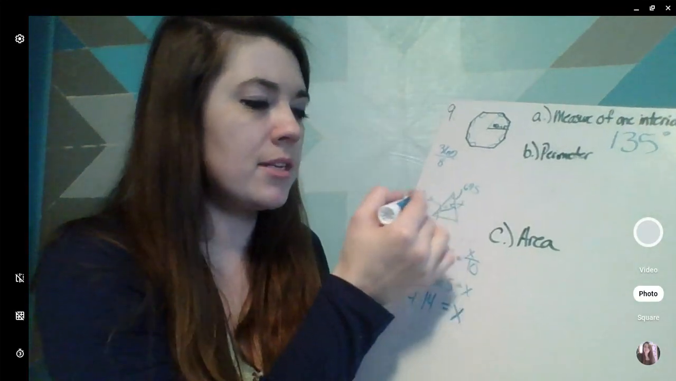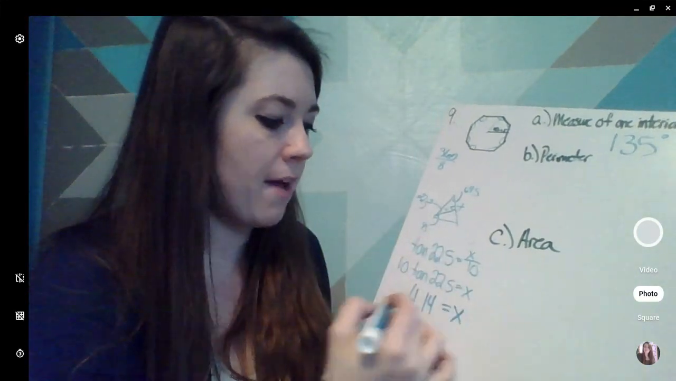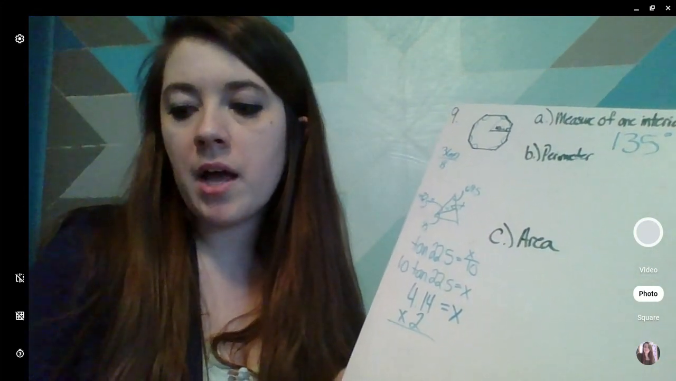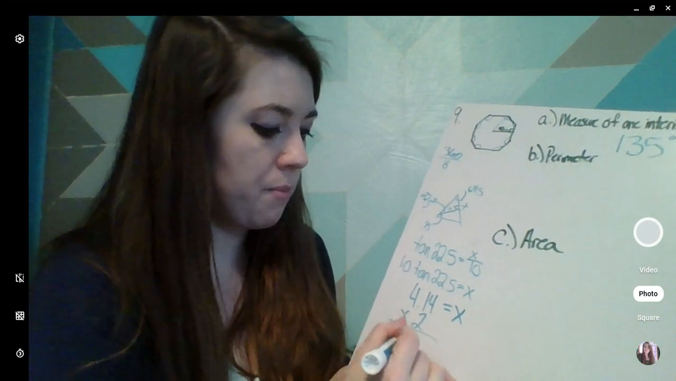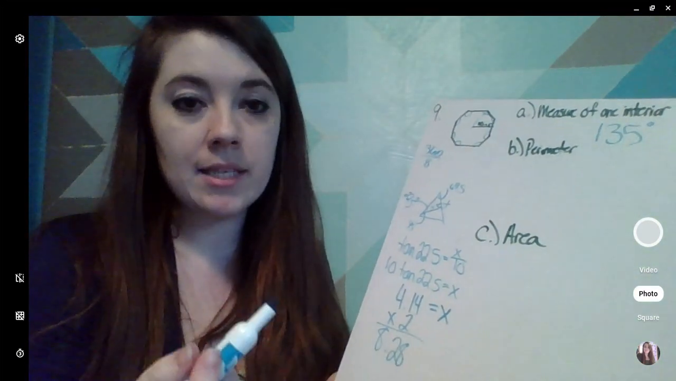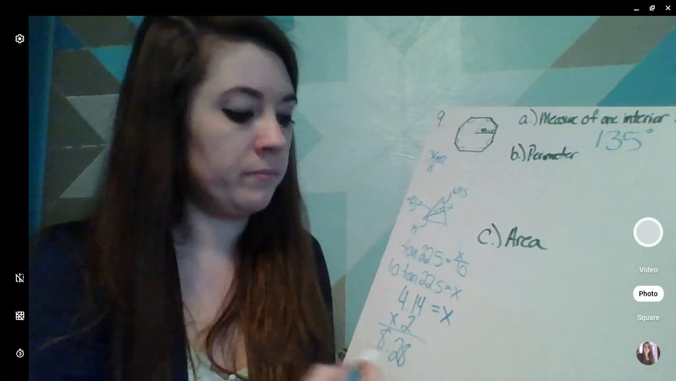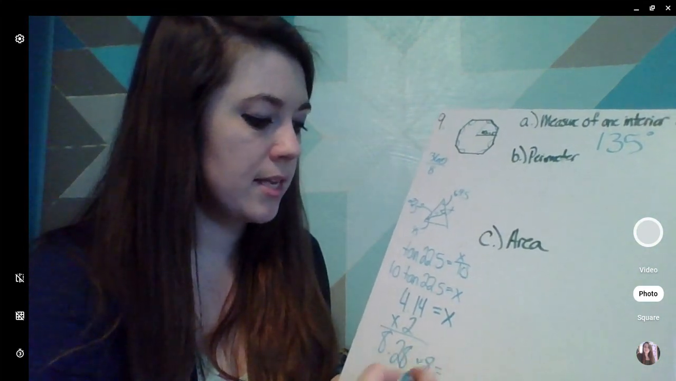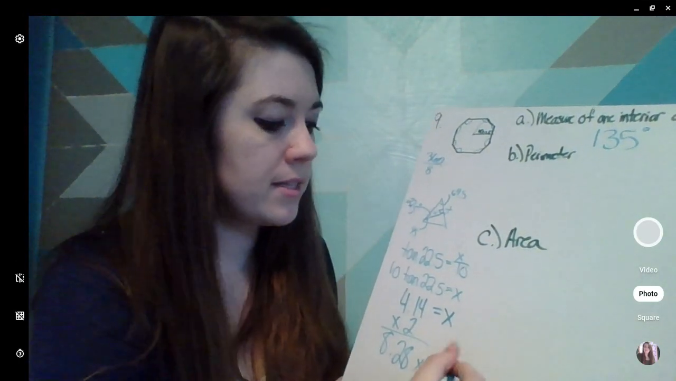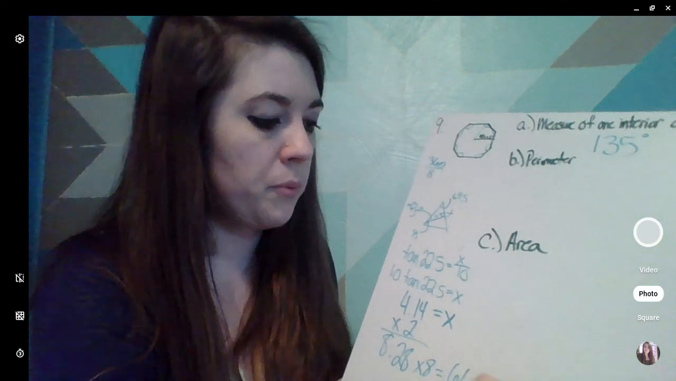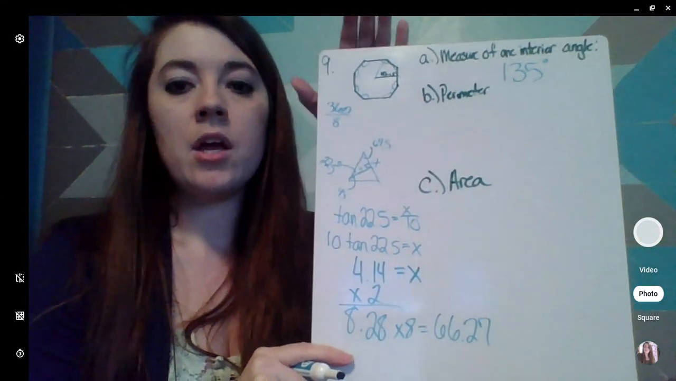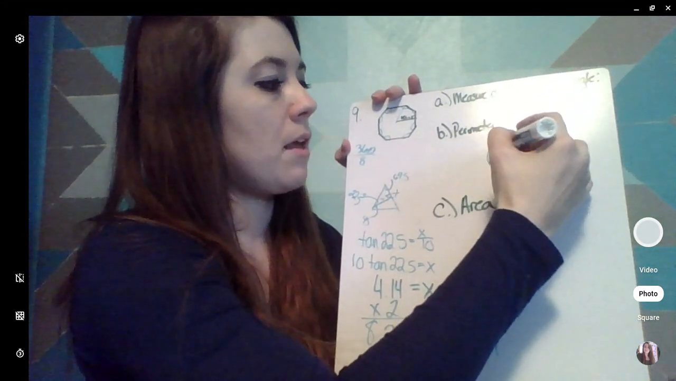Now, x is just 1/2 of the full side length, so we have to multiply this by 2, and we end up with 8.28. So our side length is 8.28. How many sides are there in our octagon? There are 8 sides, so times 8 equals 66.27. So our perimeter is 66.27.